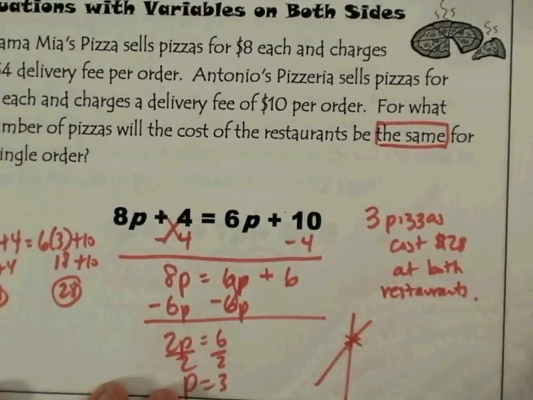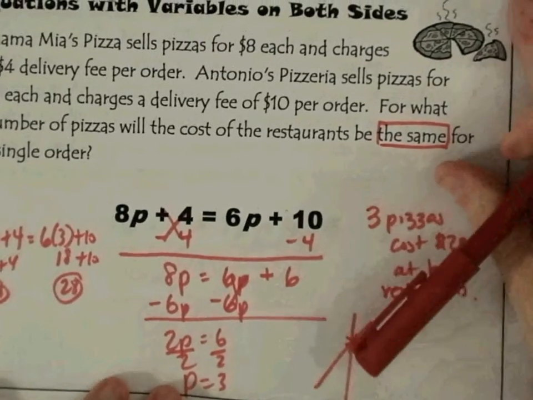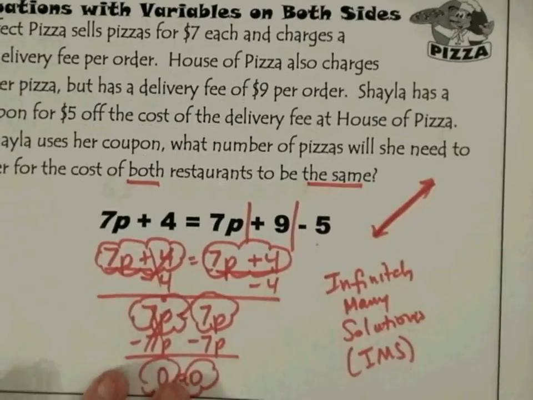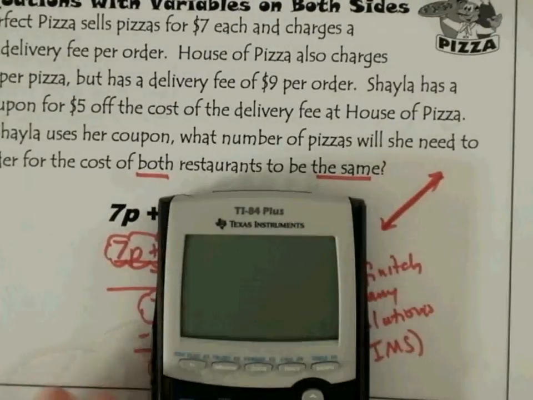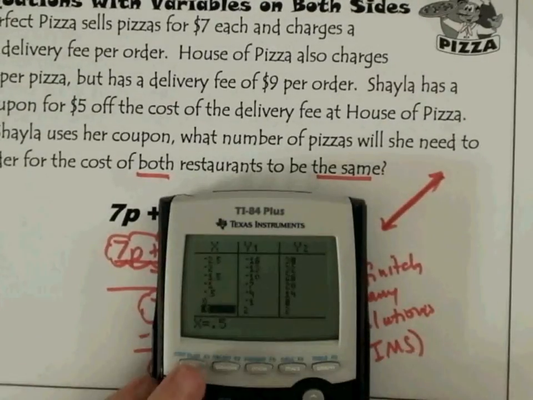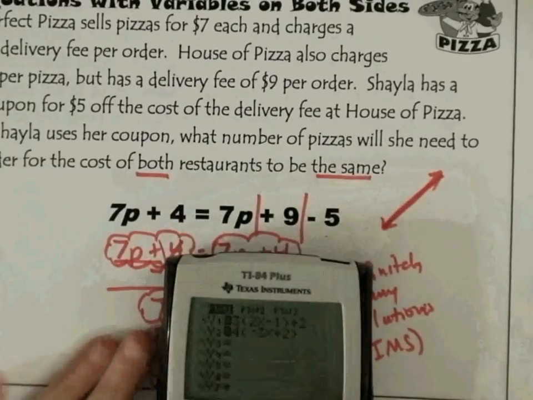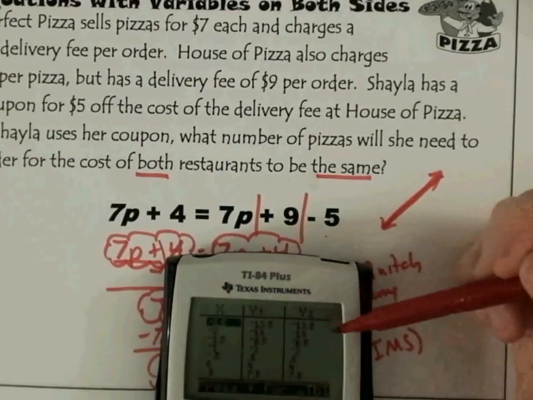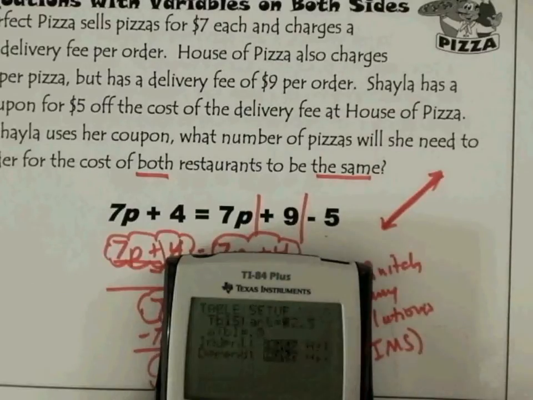And really quickly, this first example that we did, what it looks like is you have two lines and they cross in exactly one place. So infinitely many solutions. When I look at the table of infinitely many solutions, if I put in 7x, remember we always use x instead of any other variable, 7x plus 4 and 7x plus 9 minus 5, when I look at the table, every single row is identical.